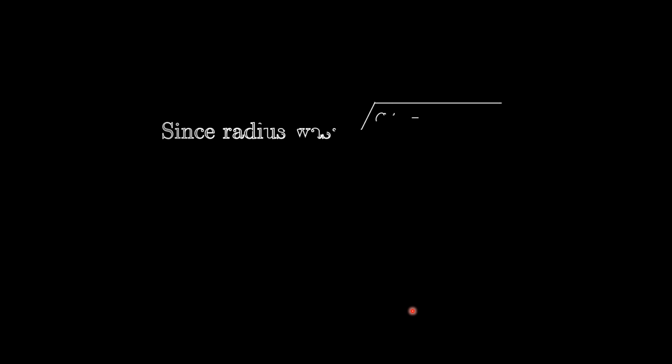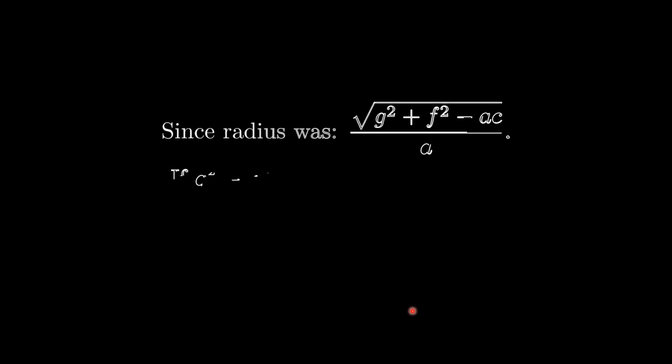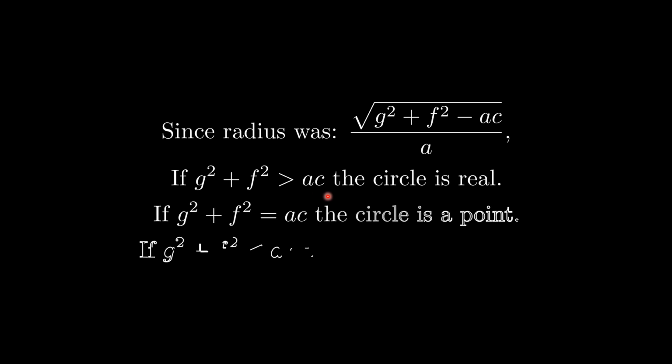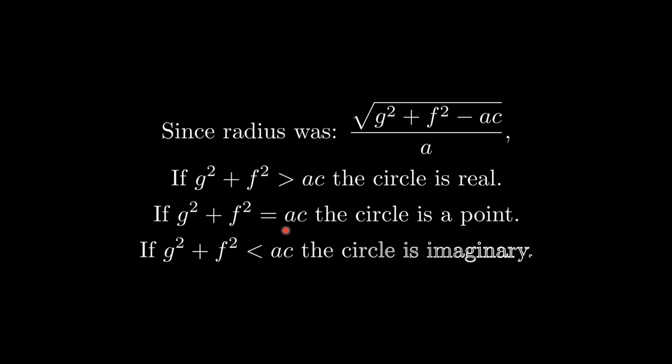One is that since the radius is the square root of g squared plus f squared minus ac over a, it means that if g squared plus f squared is greater than ac, then we have a real circle. That means the square root is real. But if g squared plus f squared is equal to ac, then the radius degenerates to 0, and instead the circle is a point. But if g squared plus f squared is less than ac, then the circle is imaginary, because the square root of a negative value is what we're contending with, which is really key.